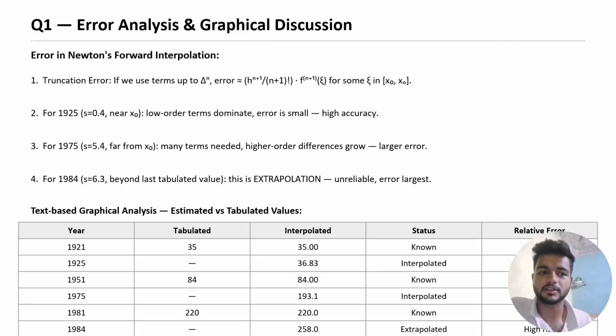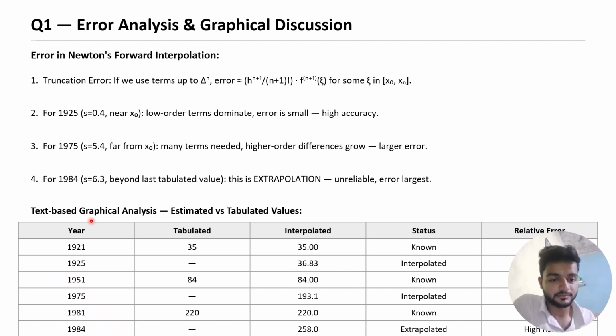Error in Newton's forward interpolation, truncation error. If you use terms up to delta n, the error is proportional to h to the power n plus 1 divided by n plus 1 factorial. For 1925, s is equal to 0.4, near x0. Low order terms dominate, so the error is small. In 1975, s is equal to 5.4, which is far from x0. Many terms need higher order differences, so it gives larger error. In 1984, s is equal to 6.3, beyond the last tabulated value. This is extrapolation, unreliable, and the error is largest in this method.